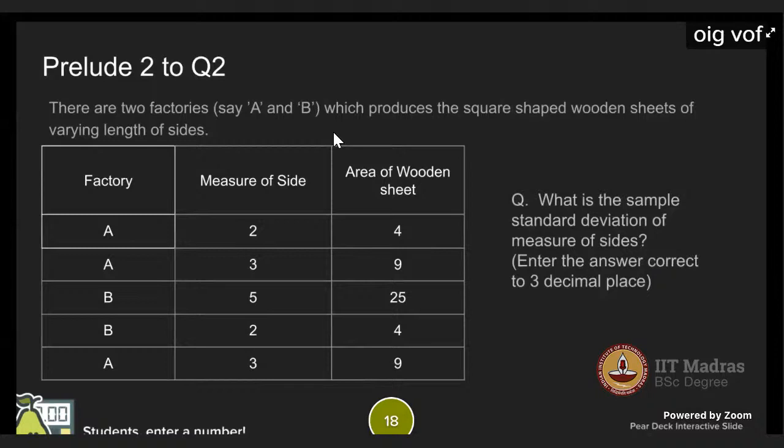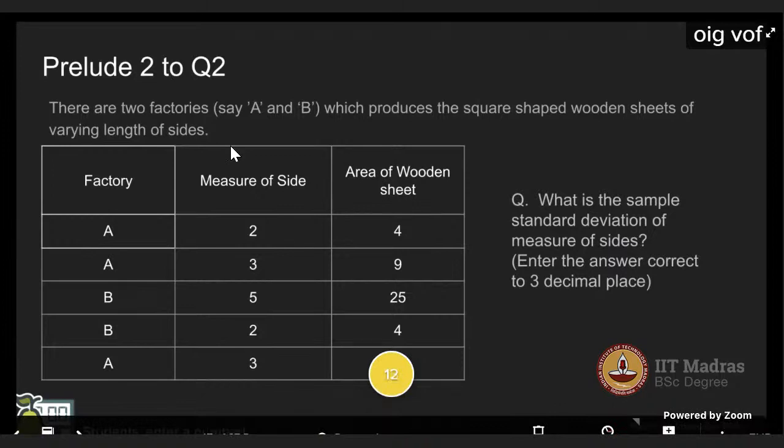So will we be having MCQ for the first statistics as well, or will it be just all NAT? It will be MCQ, MSQ, NAT, a mixture of all.